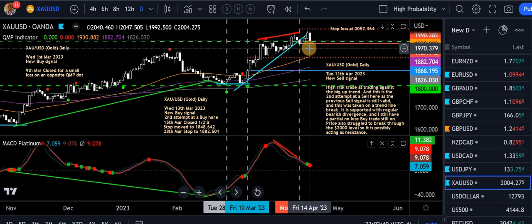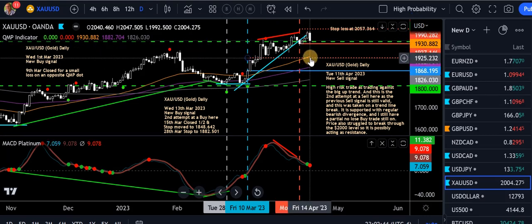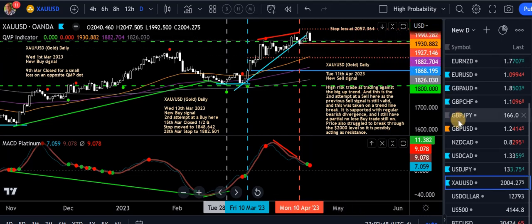That's not too bad. I was getting a bit nervous there on Thursday, but keep in mind I've still got this partial no-lose buy on. It's all good there. So that's it for all the pairs. Sorry I rushed through them all.